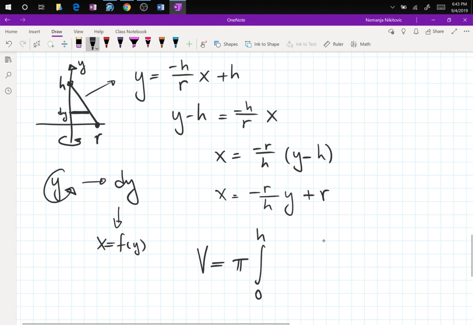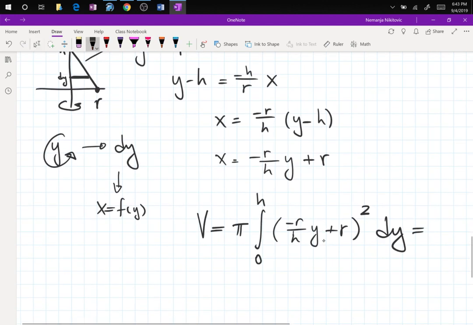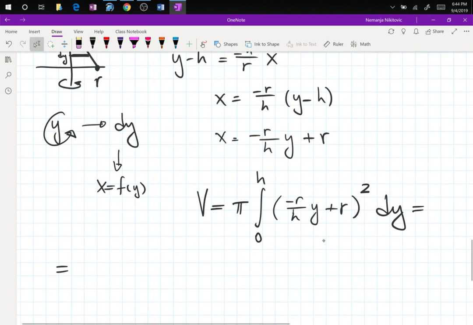We have our function, which we will have to square. So we'll have to live through that. Plus r squared. And then we have our dy. So all we need to do is to integrate this, keeping in mind that r and h are parameters, so they're just numbers. The only variable we have is y, and that's not a big deal.